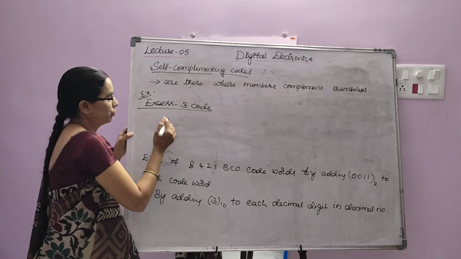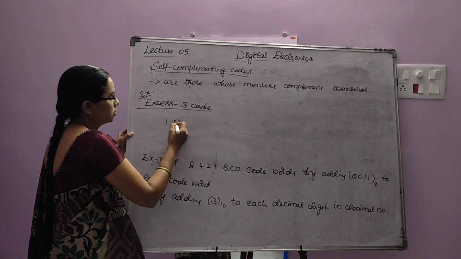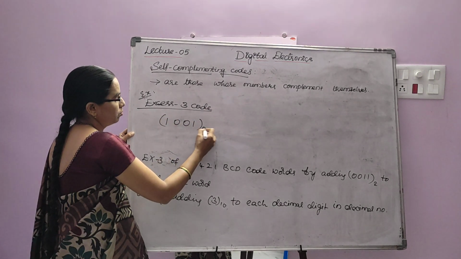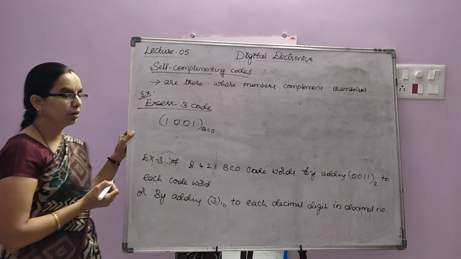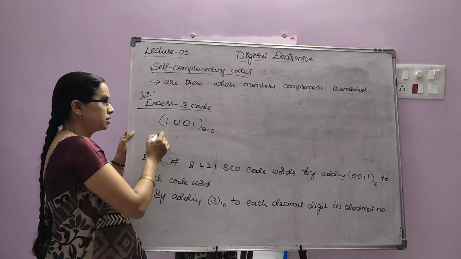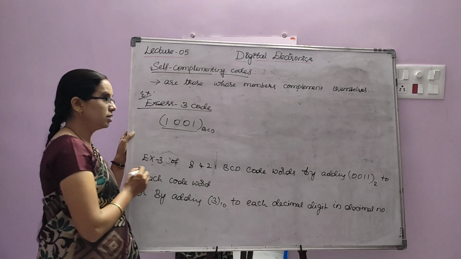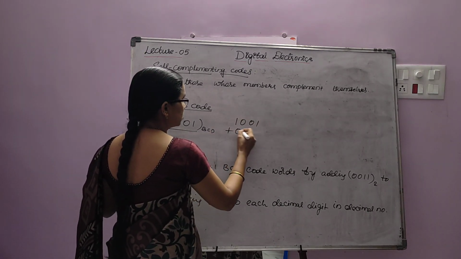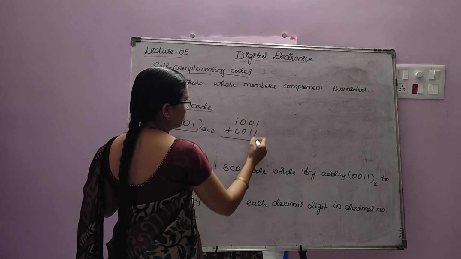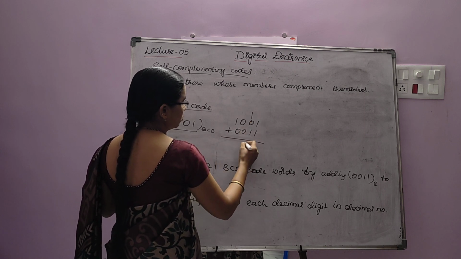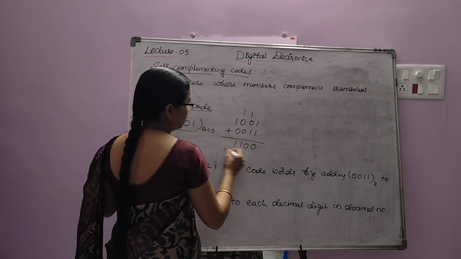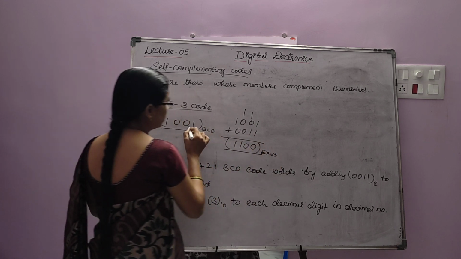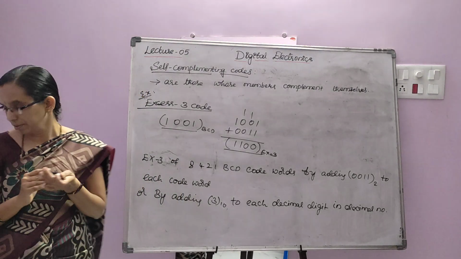For example, if 1001 is the BCD 8421 code, the equivalent XS3 of this can be obtained by 1001 plus 0011. 1 plus 1, 0, 0, 1, 1. So this is the XS3 equivalent of this BCD number.